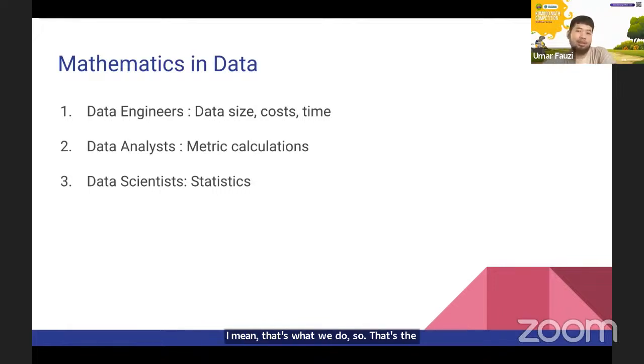How they use math. But those two are nothing compared to data scientists. Data scientists use statistics and a lot of it. So, what I said about weather prediction? Well, there's a lot of statistics and advanced math there.